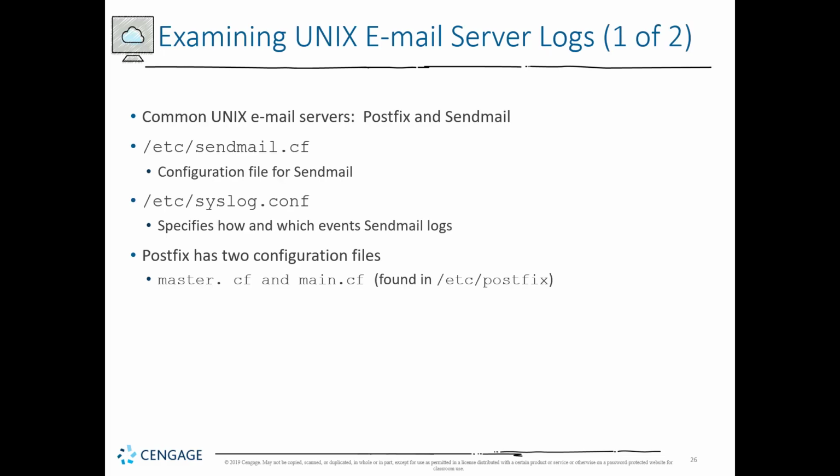There are Linux variations. So common UNIX email systems use Postfix and Sendmail. These are storing information in configuration files in the etc folder, both sendmail.cf or syslog.conf. This will specify the log files that are needed for that Unix-based email system. Postfix also has two configuration files, master.cf and main.cf. Both of them are found under the /etc/postfix folder.